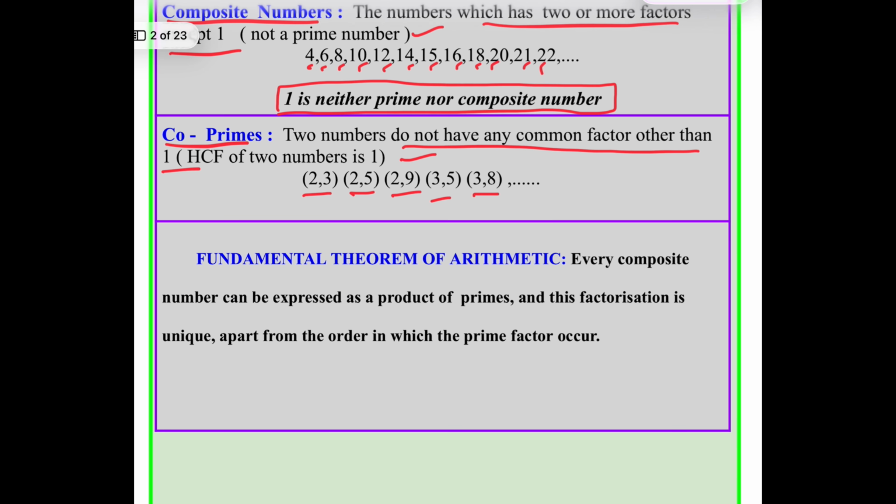Next, one mark, very important statement: the fundamental theorem of arithmetic. Every composite number can be expressed as a product of primes, and this factorization is unique, apart from the order in which the prime factors occur.